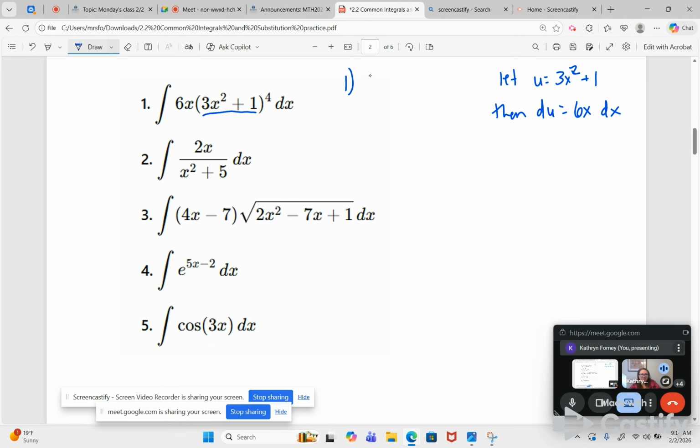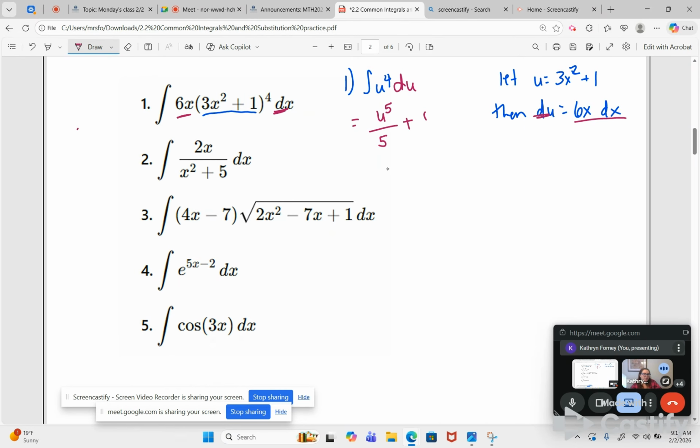So we would have the integral of u to the fourth. And then what you notice is the 6x dx is du. So I rewrote it in terms of u, and now I can take the antiderivative. The antiderivative says to increase your exponent by 1 and divide by the new exponent. So now what is the u? 3x squared plus 1.